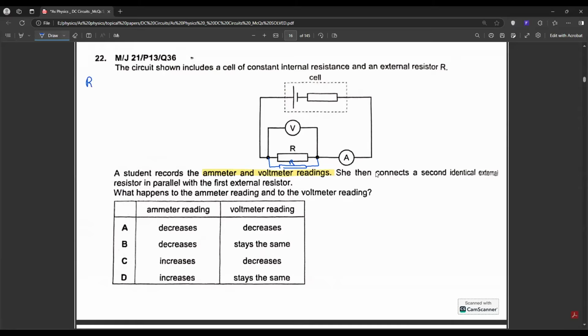Your total resistance will decrease. As your total resistance decreases, your current will increase. Your ammeter reading will increase. Simple as that. So your ammeter reading is increasing. A and B cannot be your options. As your ammeter reading increases, what will happen?